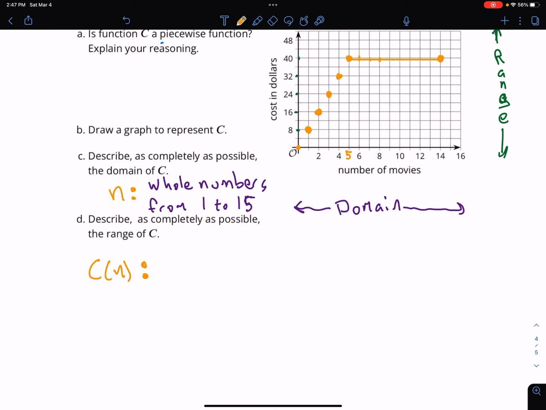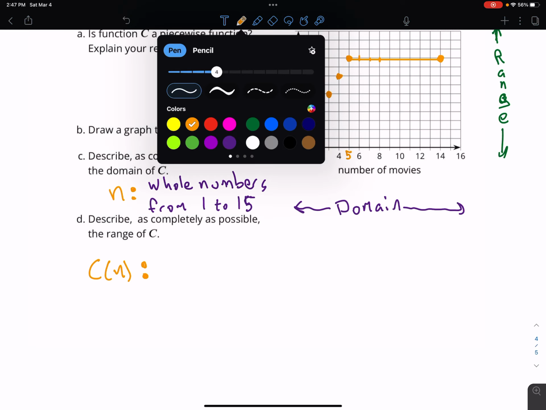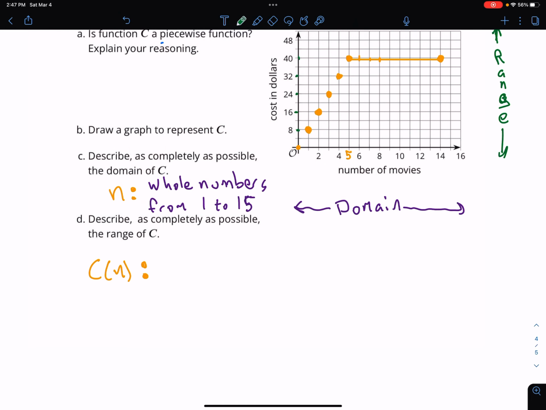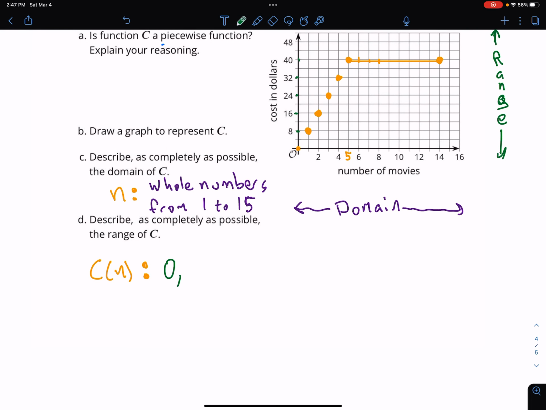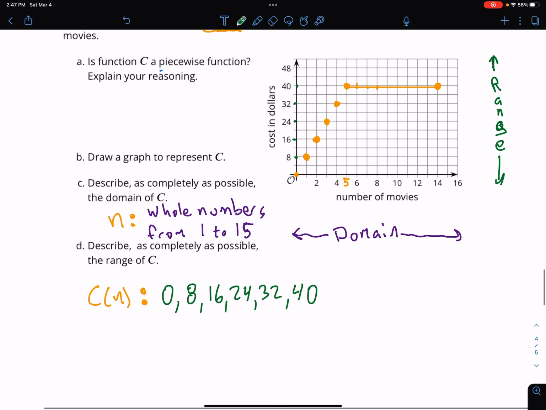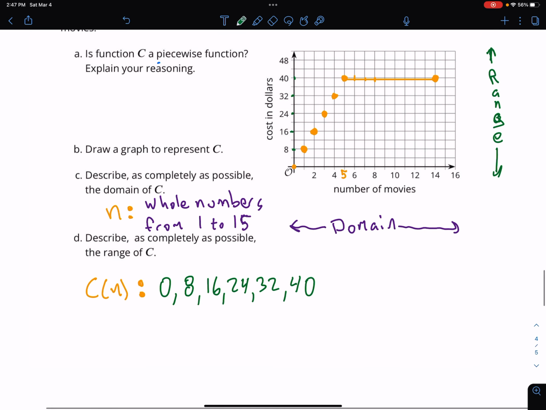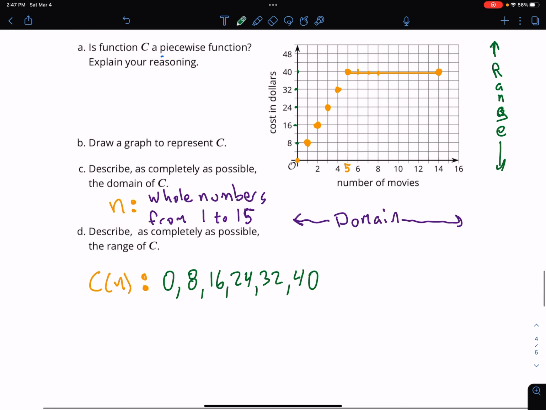We might pay, let's just make a list. There's not that many of them. We don't have to list 1 through 15 here. There's only like 1, 2, 3, 4, 5, maybe like 6 prices we got to pay here. So range, I wrote range in green. Let's just make a list. We might pay $0. We might pay $8 if we just watch 1 movie. We might pay 16 if we watch 2, 24 if we watch 3 movies, 32 if we watch 4, or if we watch anywhere from 5 until 15, they're all $40. And that's all the outputs that we could have. That's going to be our range right here. So here's our range down here in green.